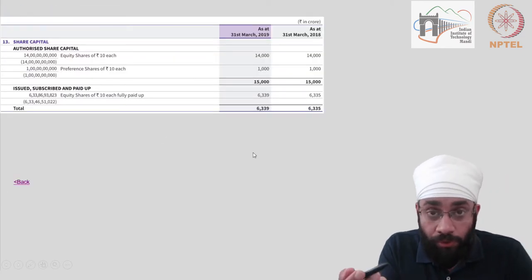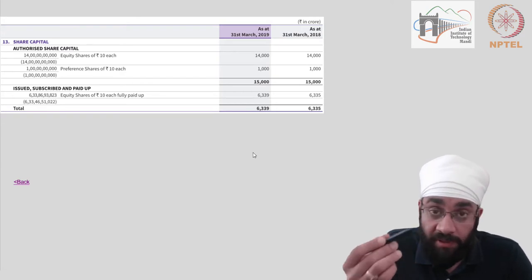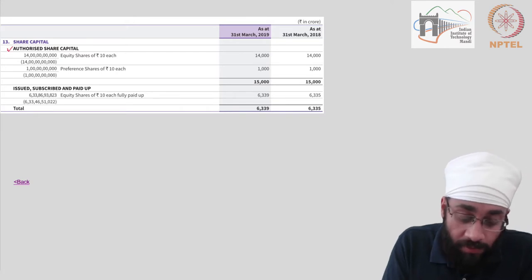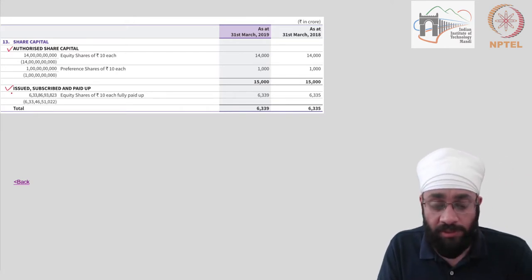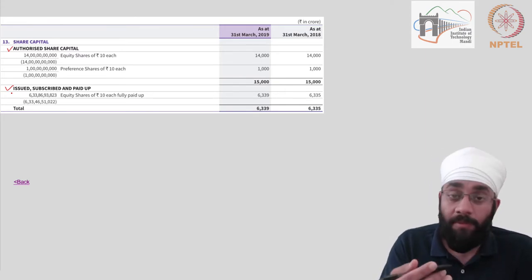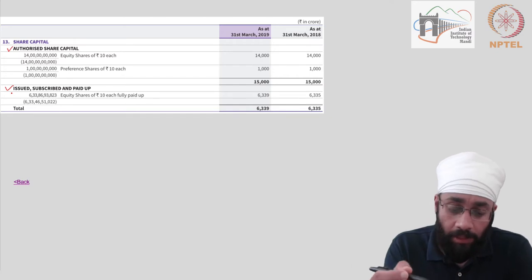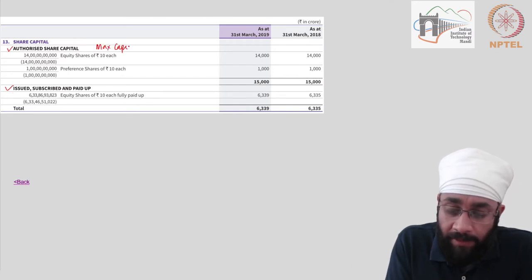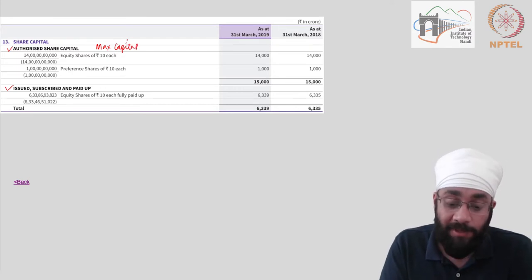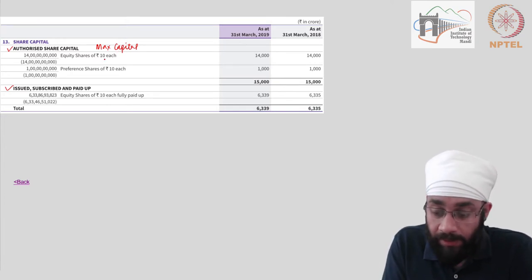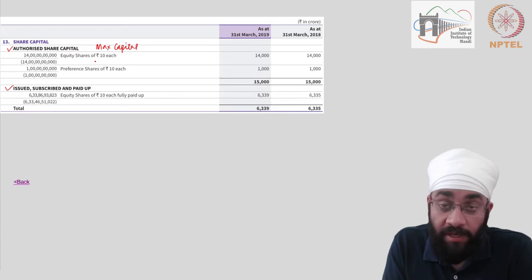When you scroll to note number 13 in the annual report, you see these details. You have something called authorized capital, and something called issued, subscribed, and paid up capital. This nomenclature has certain meaning. Authorized share capital is the maximum capital, and by capital, I mean investment, investment coming in from the shareholders. This is the maximum capital that a company is allowed to raise.